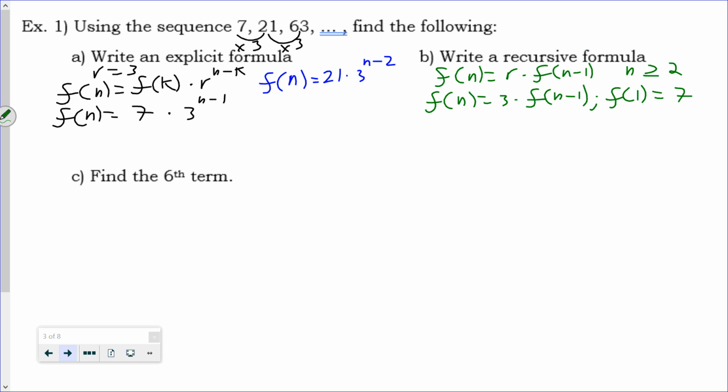And then from here, I can just say when n is greater than or equal to 2. I think it's probably better to say that. Always put that n has to be greater than or equal to. Does that make sense? Okay, good.